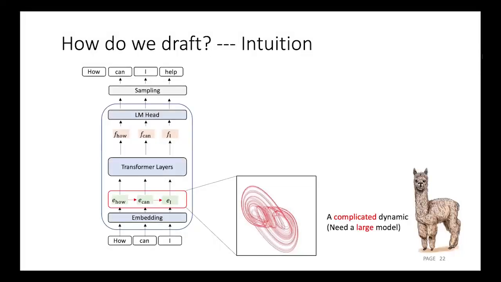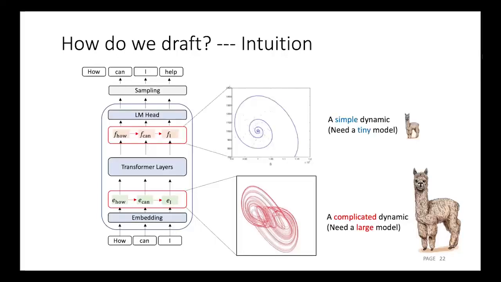So here is our intuition. Let's say we have "how can I", and we input them into the embedding. We get the embedding vectors for how, can, and if we look at the evolution path over time within this bottom layer, from how to can, you can see that typically the dynamic will be very complicated. That being said, if you want to describe the evolution path over time in the bottom layer, you require a super large model to capture this evolution path.